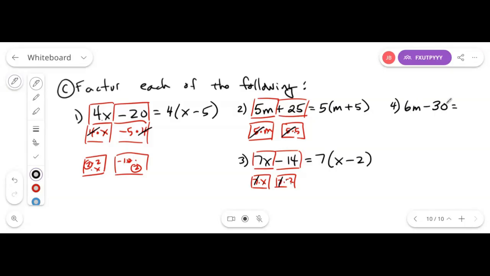The number that will go into 6 and into 30 is 6. This box has 6 times m. This box has 6 times -5. The 6 gets pulled out of both boxes. We're left with m minus 5. All right.